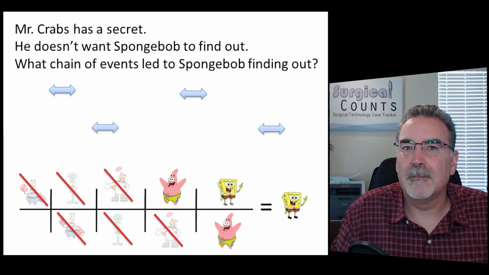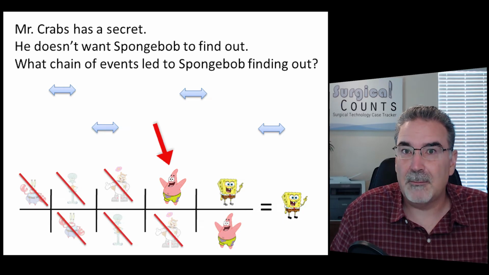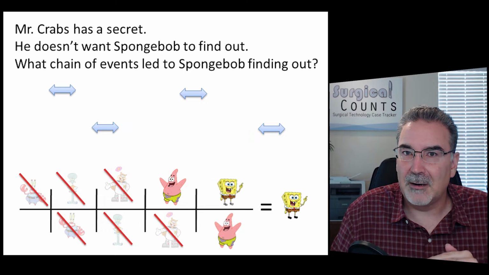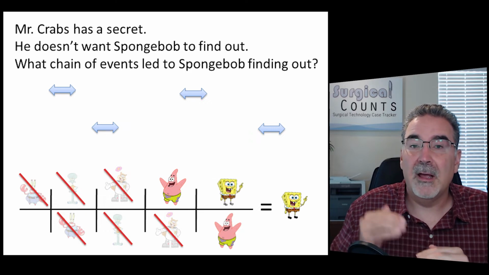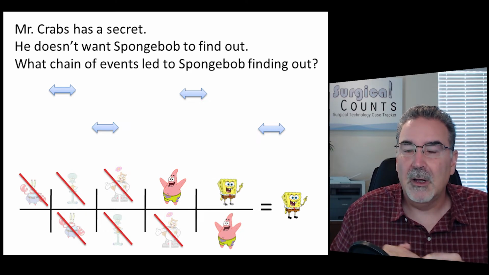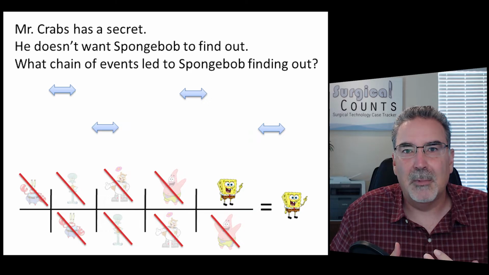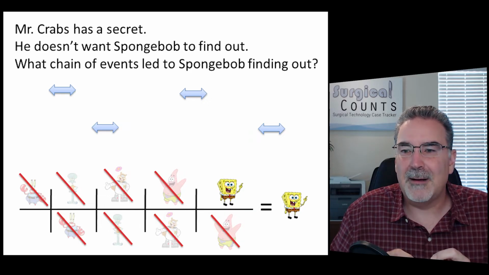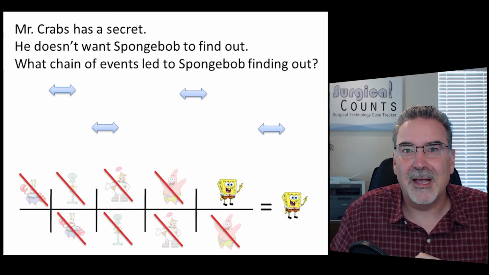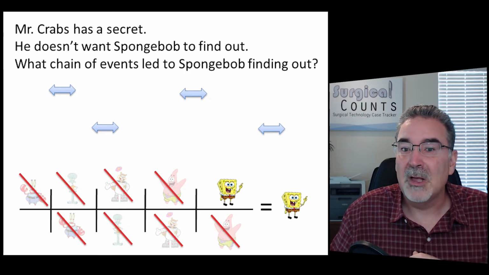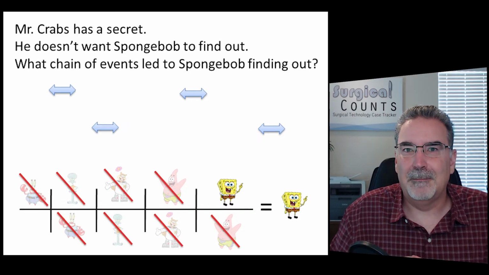Which one's going to work here? Well, we have Patrick on the top. We want to cancel out Patrick, so we want Patrick on the bottom. And when we write it this way, SpongeBob over Patrick, we have Patrick on top, Patrick on the bottom. We can cancel out our two Patricks, and we're left with SpongeBob. Now, does SpongeBob equal SpongeBob? Yes, it does. So we've come to the end of our equation. We've solved the problem. We've found the chain of events that leads to SpongeBob.